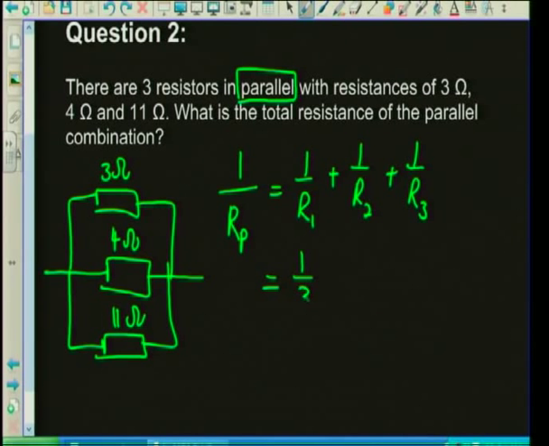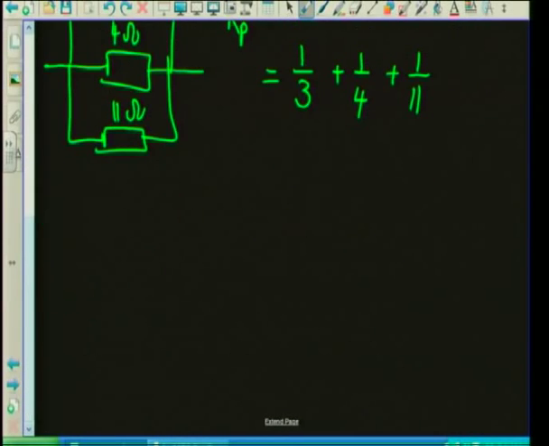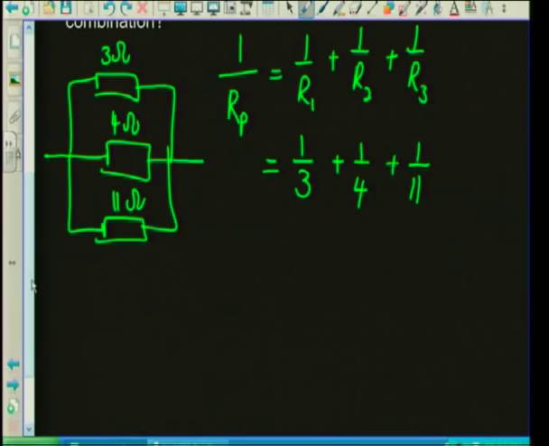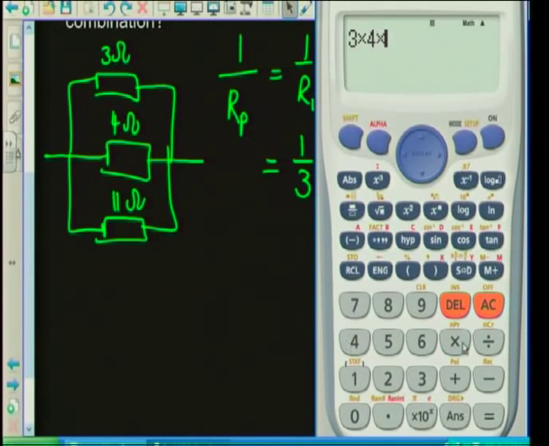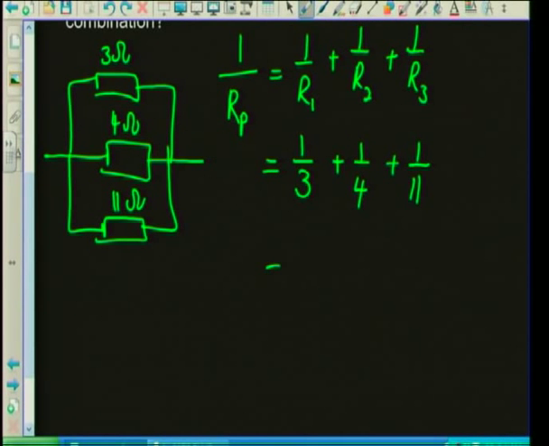Then, that means 1 over 3 plus 1 over 4 plus 1 over 11. Now starts the fun part for a lot of you. Like I said, you're welcome to use your calculators at this point, but let's actually do the maths because it's a very good exercise for you. Remember, we're looking at fractions. To do a fraction, we need to find our lowest common denominator, which is actually going to be 3 times 4 times 11. My lowest common denominator is going to be 132.